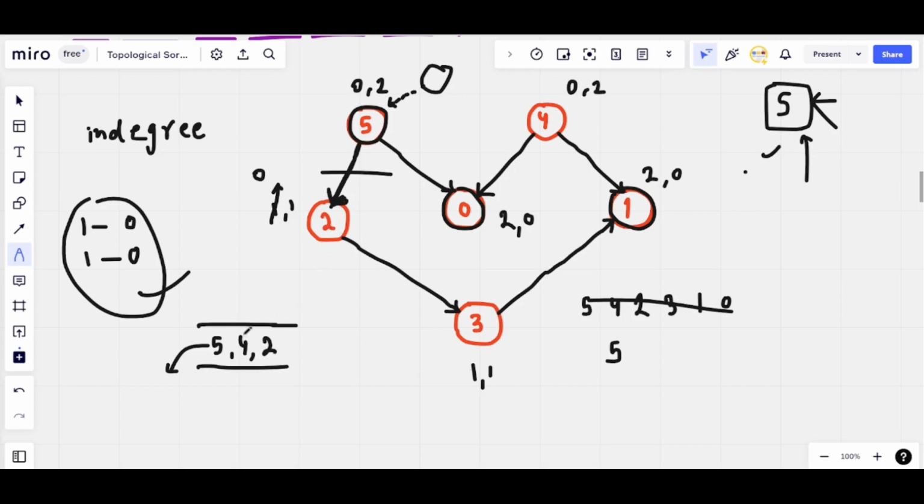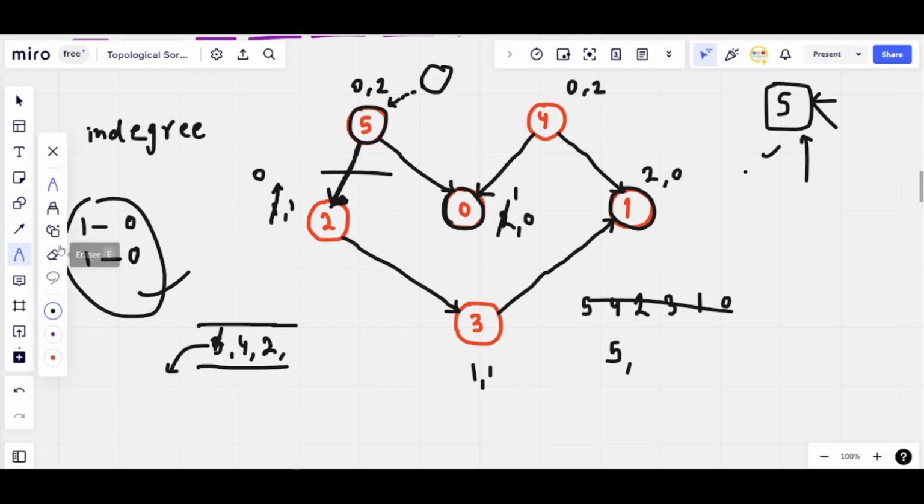Okay. Then we process this node, node number 0, because it is also an adjacent node of node number 5. So we move to node number 0, and its in degree becomes 1. It doesn't become 0. We still have one incoming edge towards node number 0, so we can't push it into the queue. We just remove node number 5 from the queue and push it into our answer array, and we remove these two edges.